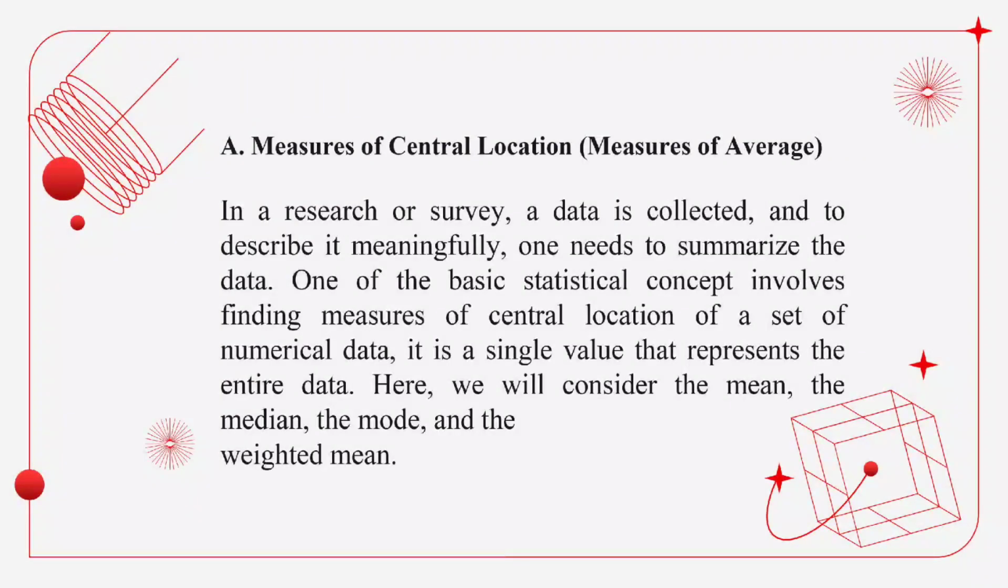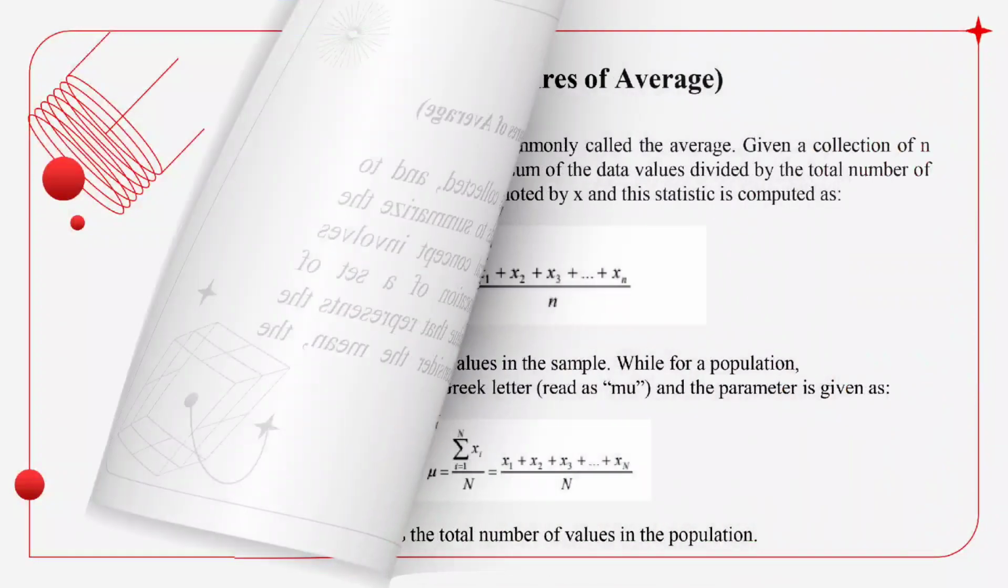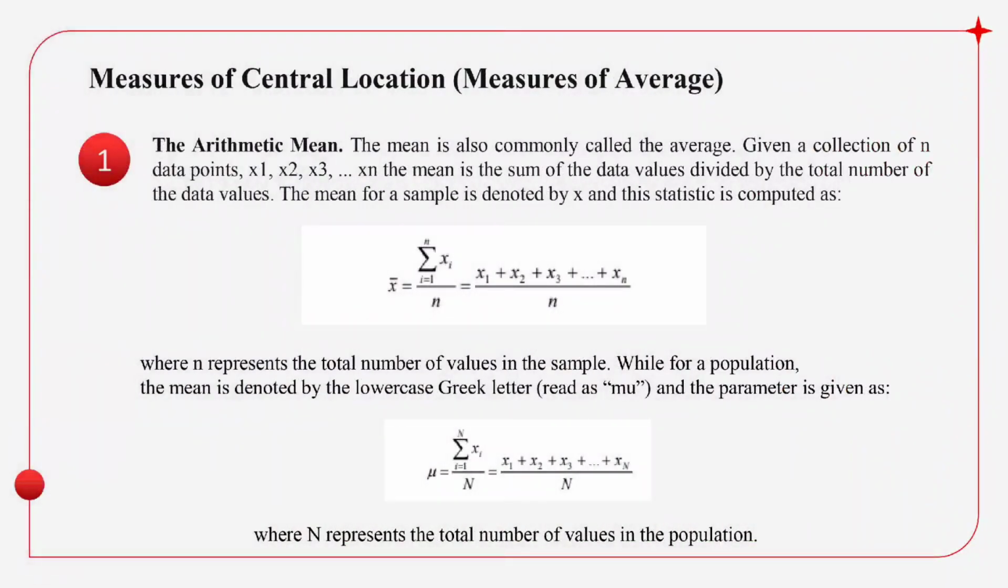So, in research or survey, data is collected, and to describe it meaningfully, one needs to summarize the data. One of the basic statistical concepts involves finding measures of central location of a set of numerical data. So, there are four common measures of central location, namely mean, median, mode, and weighted mean. As we go forth, we will know the definition and we'll give you more examples of these common measures of central location. Number one is the arithmetic mean.